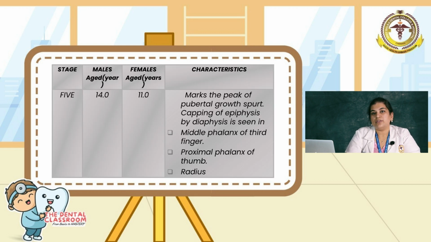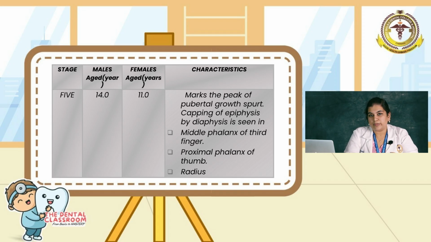The next stage, or stage 5, is approximately at 14 for males and 11 for females. Now this corresponds to the peak pubertal growth spurt. So far we saw stages that were prepubertal, 3 years prepubertal. We are looking at the first stage that corresponds to the exact pubertal growth spurt.